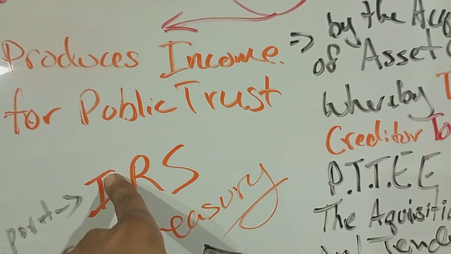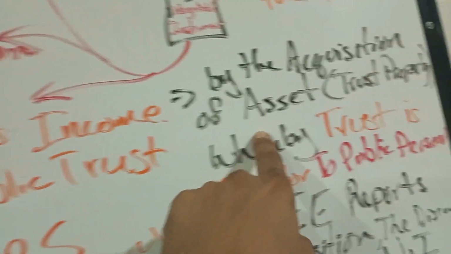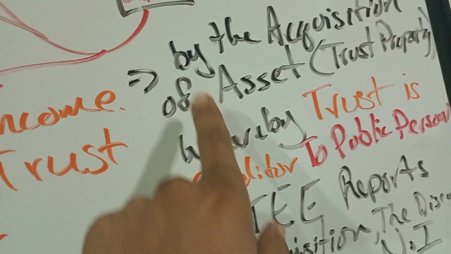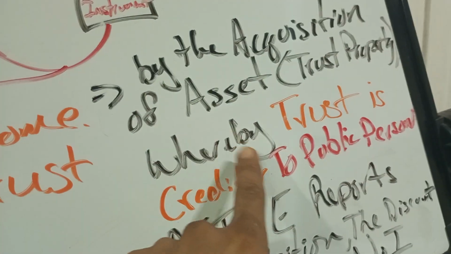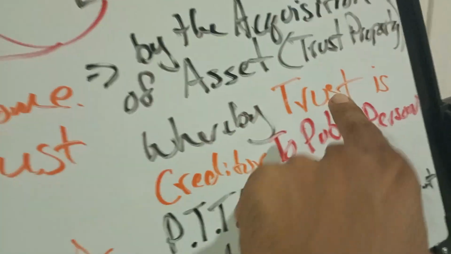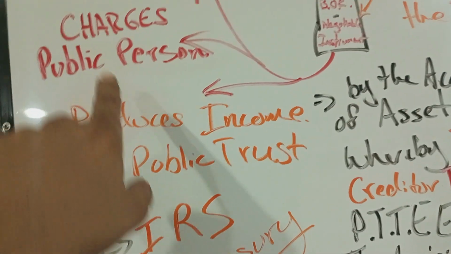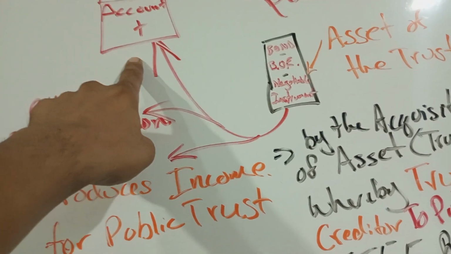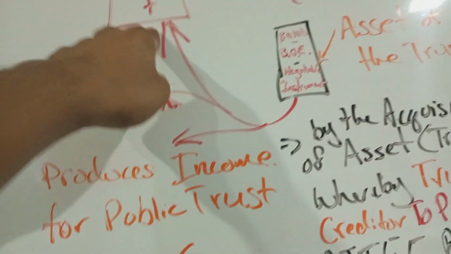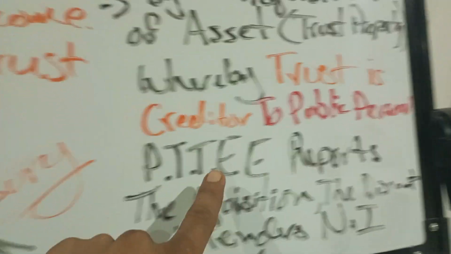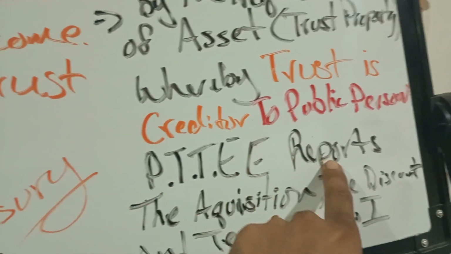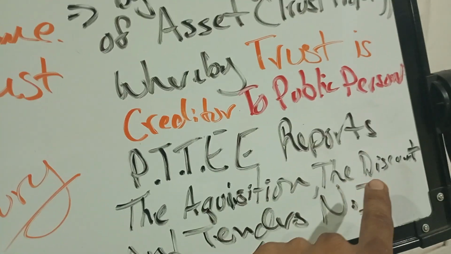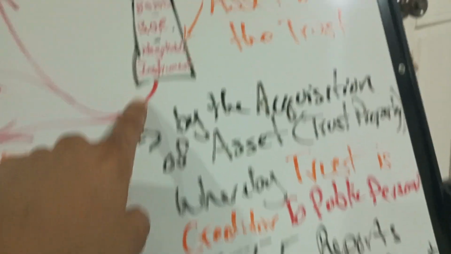So this income of the public trust comes by means of the acquisition of assets, trust property. Acquisition meaning they acquired it from here. So because of this asset coming here, this trust is the creditor. The trust credits the public person, charges the public person, credits the public person. Balances the accounts. If this public person goes negative, boom, bam, there you go. Give a little bit of positive right there. So this private trustee reports the acquisition, right? The assets being acquired, reports the discount.